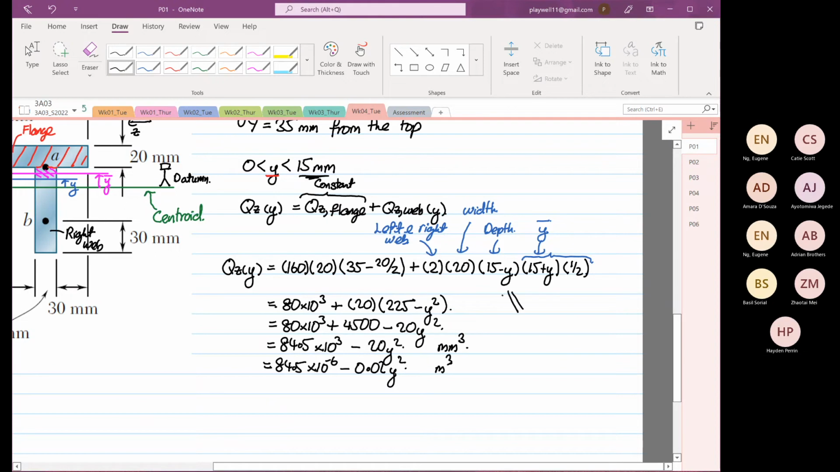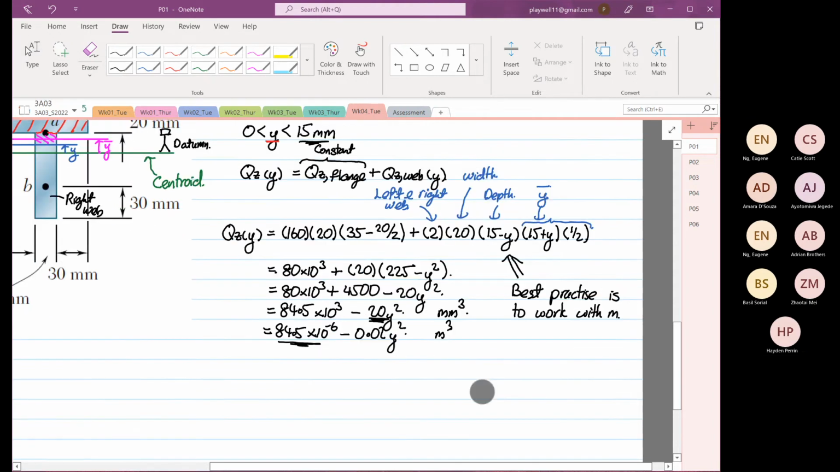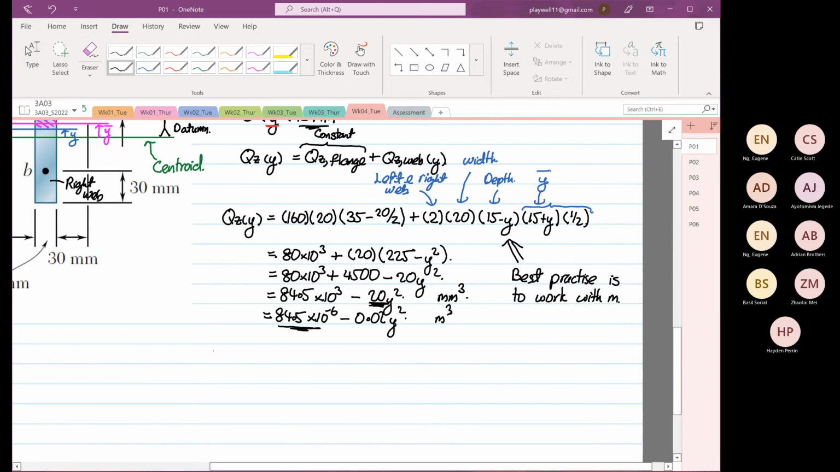Okay, what do I do now? See, the best thing to do, best practice, is to work with meters. Okay. So why is this the case? Because if not, converting this can be quite confusing. Over here, 84.5 is easy. 84.5 converting millimeters cubed to meters cubed, you just times 10 to the power minus 9. For this case, it's not so straightforward. So my sincere advice is to do this, okay?